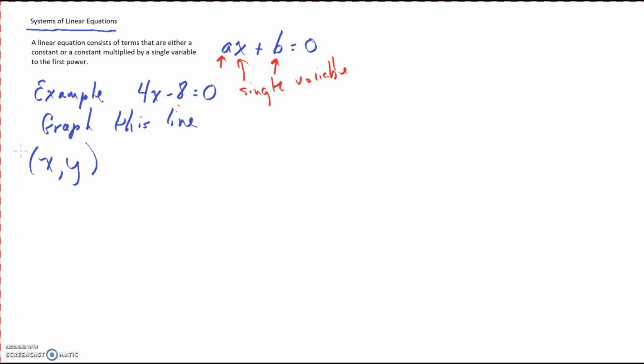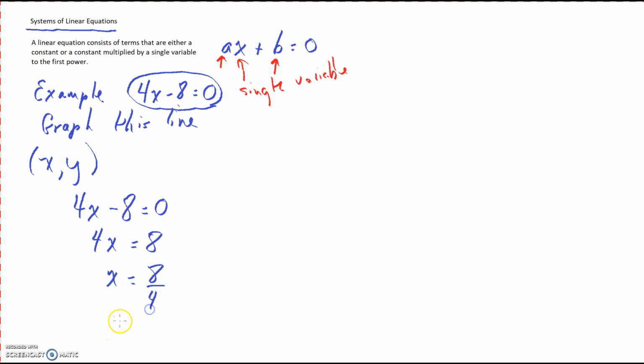So let's take a look at this. If we solve this equation right here, 4x minus 8 equals 0, let's solve for x. 4x equals positive 8. x equals 8 over 4. x equals 2. So we found out that x equals 2.